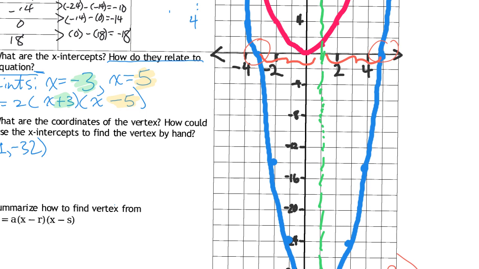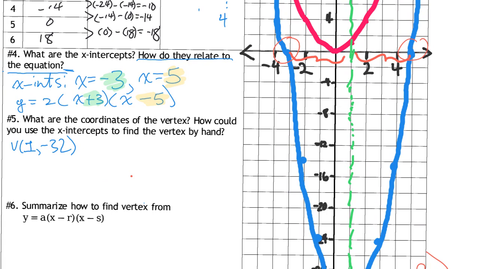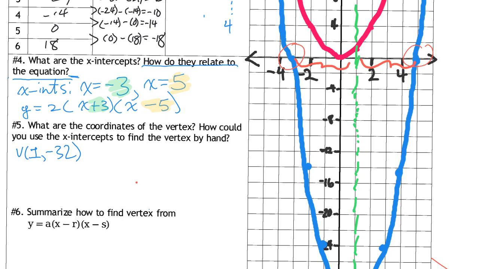It says, how could you use the x-intercepts to find the vertex by hand? So how to do that? Well, the axis of symmetry is exactly halfway between those two points, those two x-intercepts. So the axis of symmetry, if you think about it, is you take 5 and you add -3, and then you divide by 2. And what do you get?